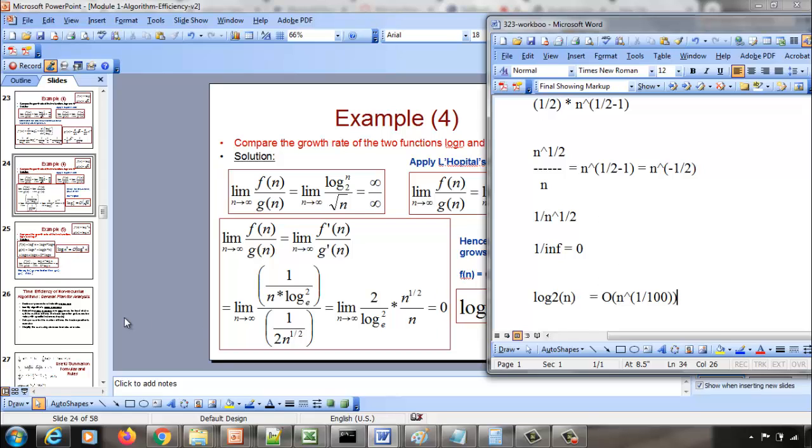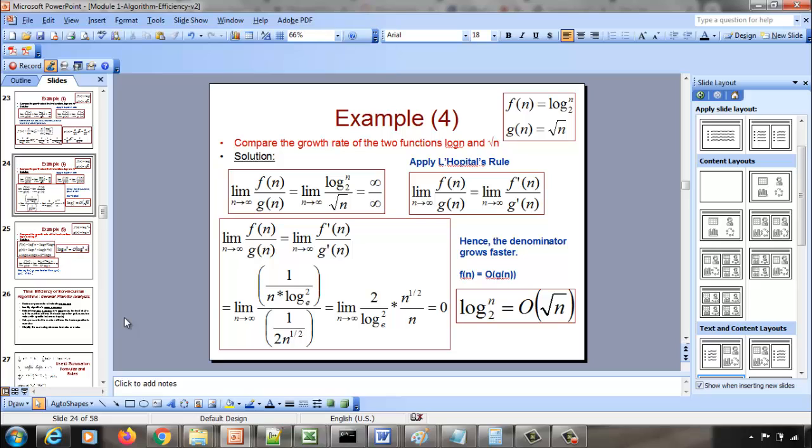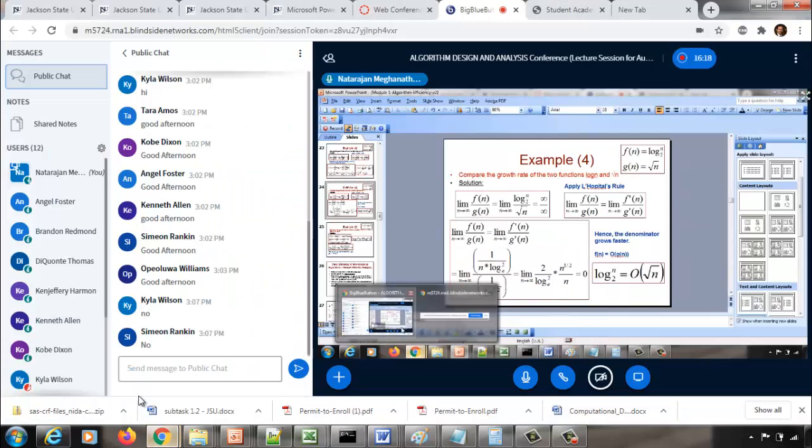So that's the power of log functions. They are very slow growing functions. Okay. Any question so far?